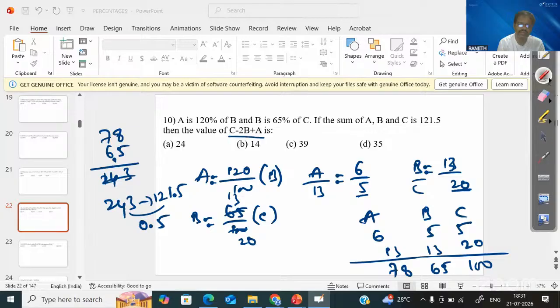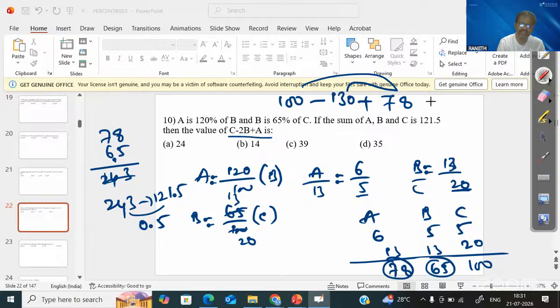So we need to find out C minus 2B plus A. What is the C value? We are having 100. 2B. What is the B value? 65. 2 times of B equal to 130, plus A. What is the value of A? 78. So total will be equal to 178 minus 130. That is 178 minus 130 equal to 48. Half of 48 will be equal to 24. Answer will be equal to 24.